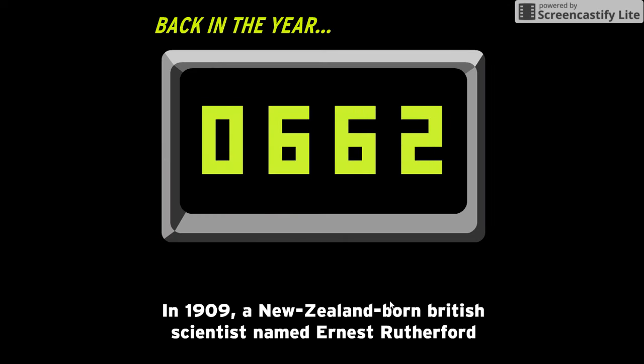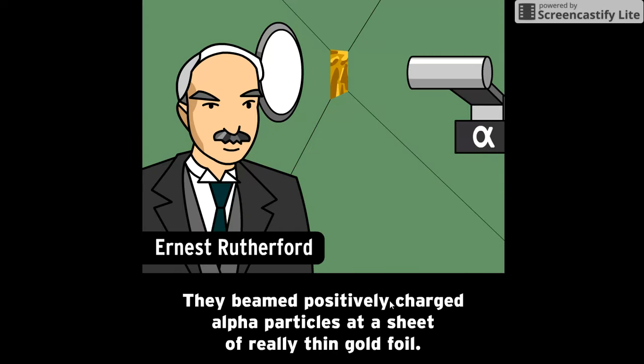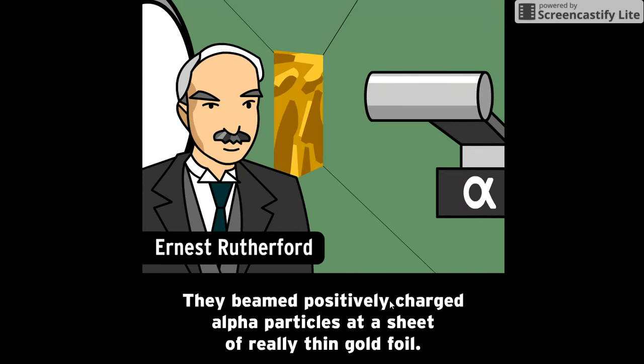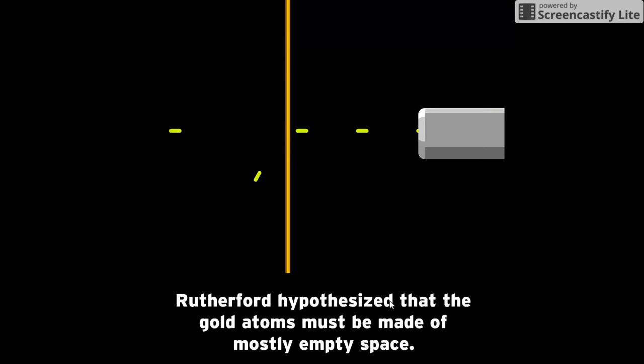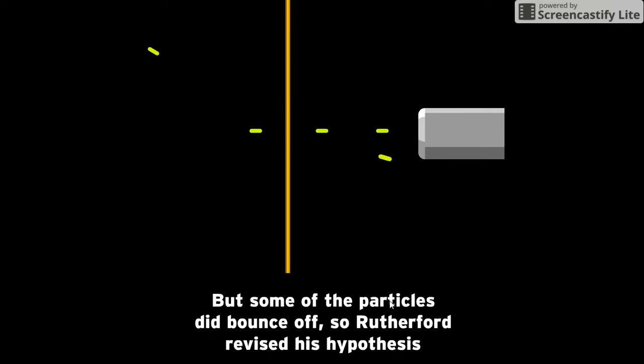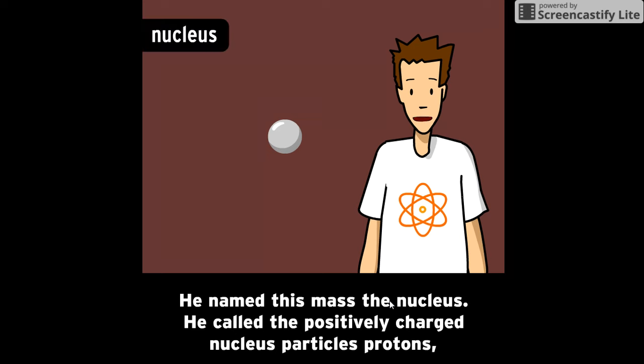In 1909, a New Zealand-born British scientist named Ernest Rutherford and his team set out to answer some of these questions. They beamed positively charged alpha particles at a sheet of really thin gold foil. Because so many particles could pass right through the thin gold foil, Rutherford hypothesized that the gold atoms must be made of mostly empty space. But some of the particles did bounce off, so Rutherford revised his hypothesis to say that a gold atom must have some very small, positively charged mass. He named this mass the nucleus.